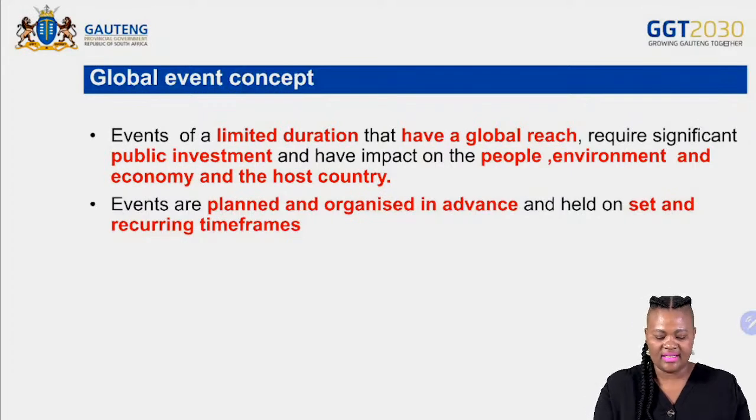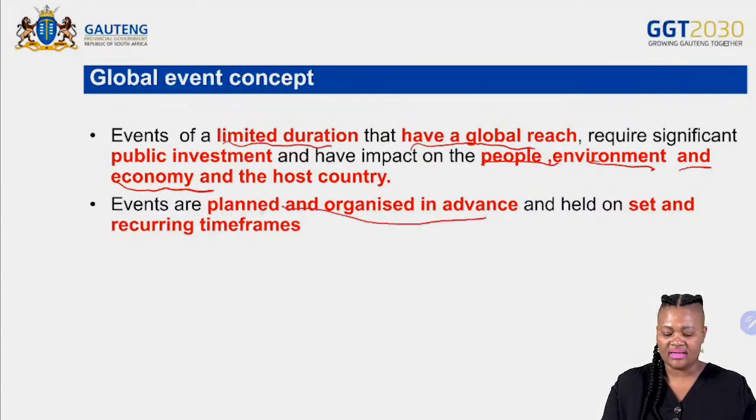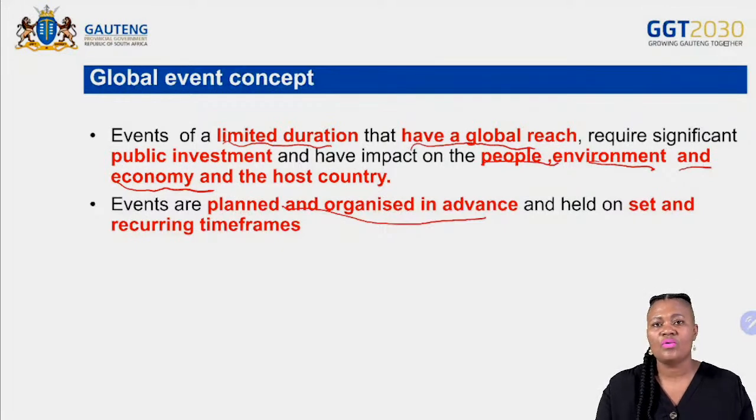A global event is an event that will take place for a limited duration, has a global reach, requires significant public investment, and has an impact on the people, environment, and economy of the host country. Global events are planned and organized in advance and held on set and recurring timeframes. So it is important to know that a global event will take place for a limited duration. It has a global reach, meaning that it would be known internationally and covered internationally, and also requires significant public investment. When we talk about public investment, we need a lot of financial investment in preparation for the global event.